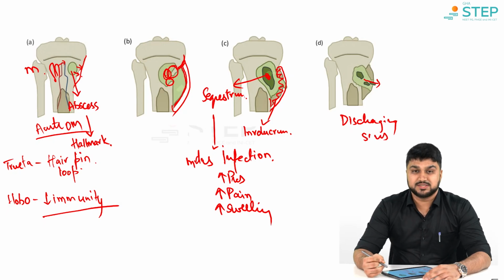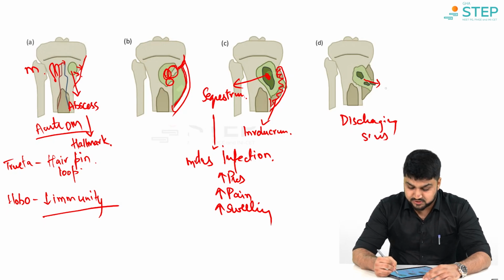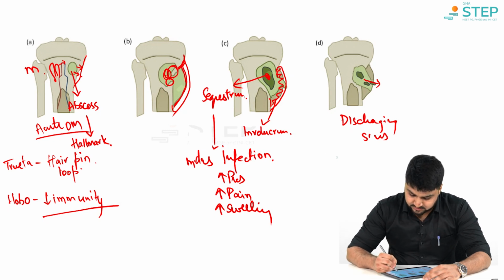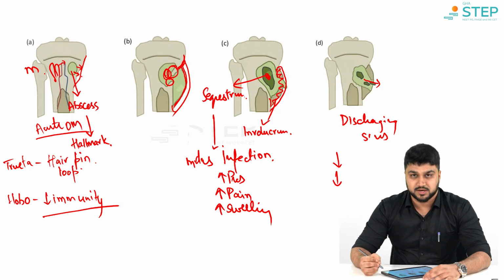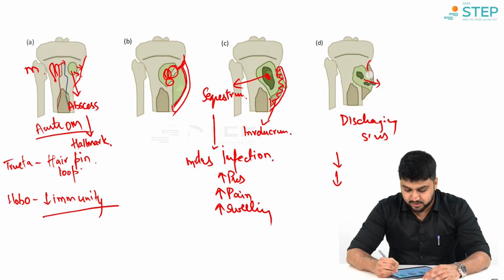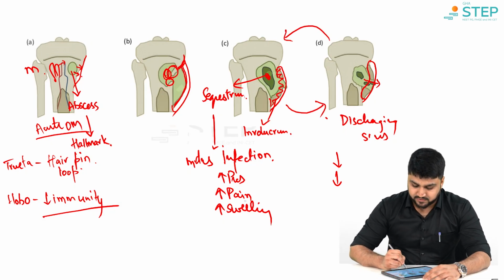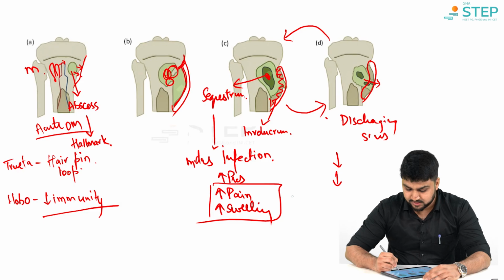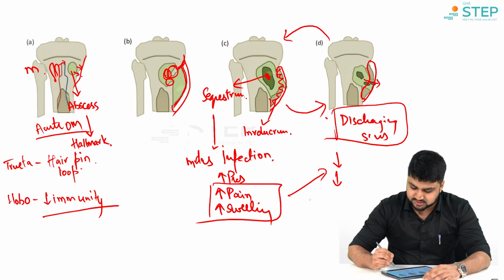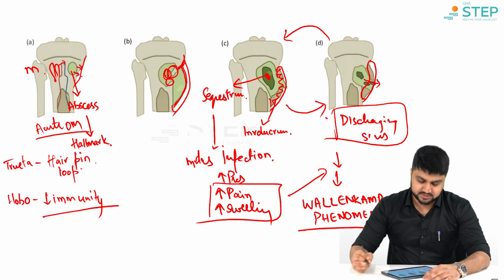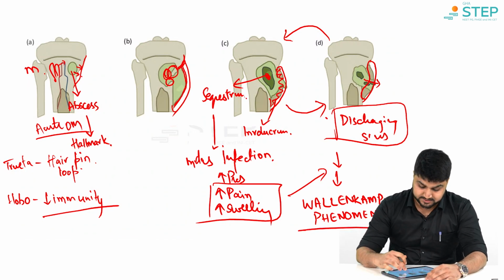Okay. So this discharging sinus will have pus as well as the sequestrum coming out from it. Okay. So eventually once the discharging sinus comes, the patient's pain and swelling will both come down. As the pressure inside decreases, the body can again wall off this abscess, and this cycle can repeat. So this cycle of repeated pain and swelling increasing followed by sudden decrease with the appearance of a discharging sinus is known as the Wallenkamp phenomenon. Okay. So this is the pathophysiology of chronic osteomyelitis.